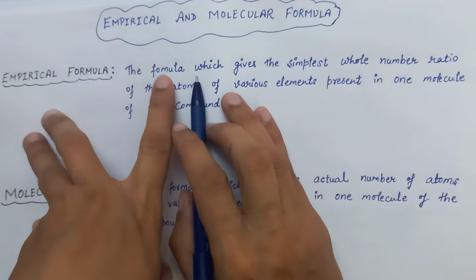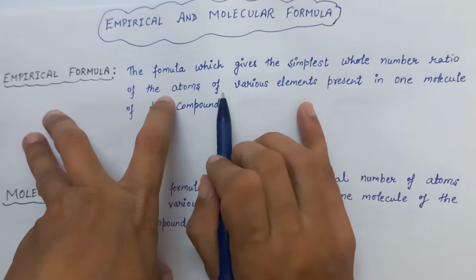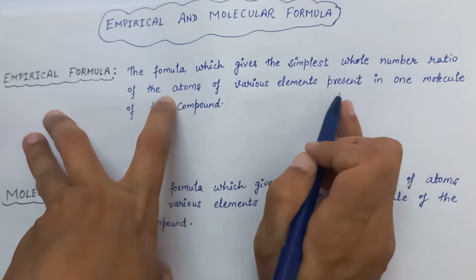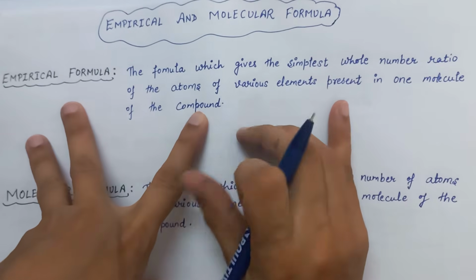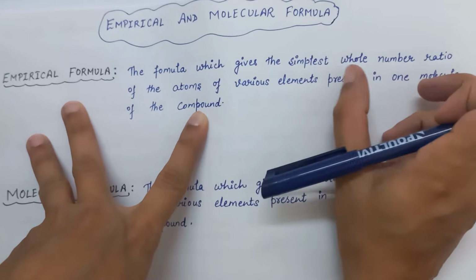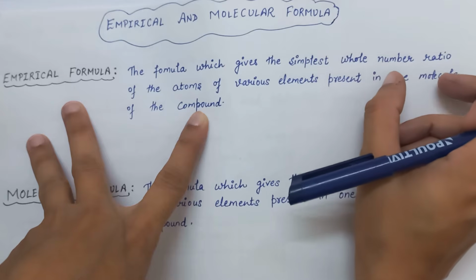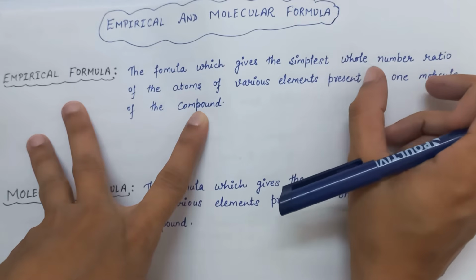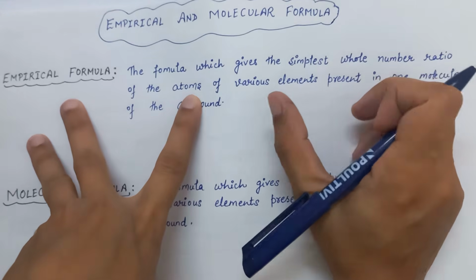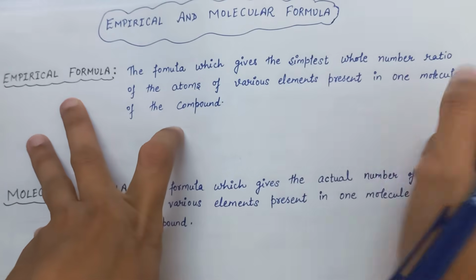So first of all, what is the meaning of the empirical formula? Empirical formula is the formula which gives the simplest whole number ratio of the atoms of the various elements present in one molecule of the compound. So the simplest whole number ratio means that it is the simplest formula of a molecule which gives the simple whole number ratio of the atoms of the various elements that are present in the one molecule of a compound.